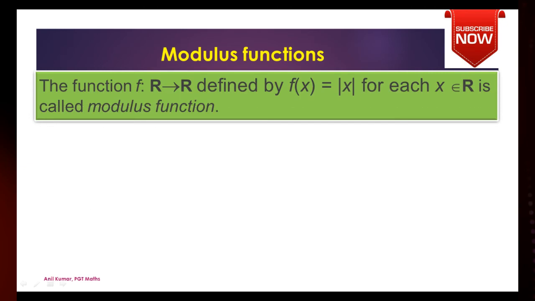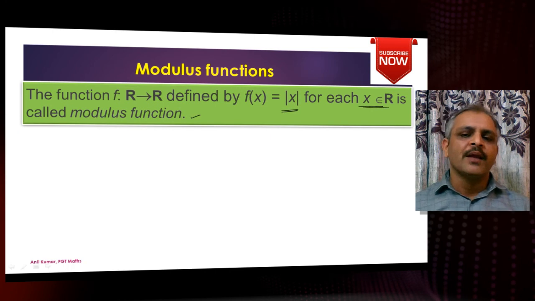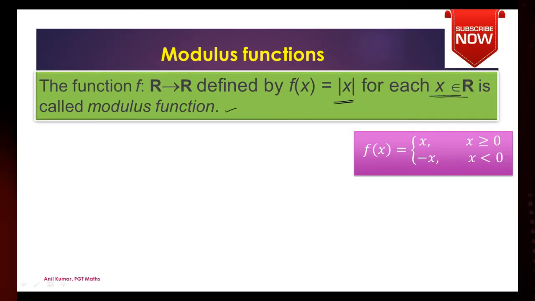It's a function from R to R defined by f(x) is equal to |x|, and these symbols are read as mod x. So modulus of x for each x belonging to the real numbers is called a modulus function. Let's elaborate it more. You can divide it into two parts. Where x is more than or equal to 0, the function will become x. When x is less than 0, it will become minus x. So it's a kind of conditional function. It depends on the condition of x. When x is greater than or equal to 0, it will behave like x. When x is less than 0, it will behave like minus x.